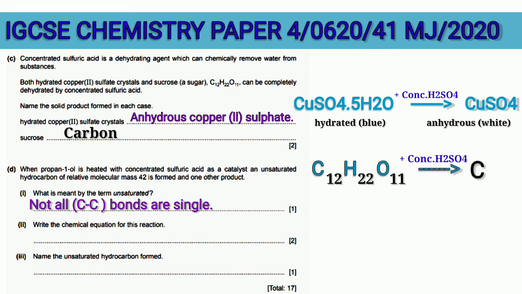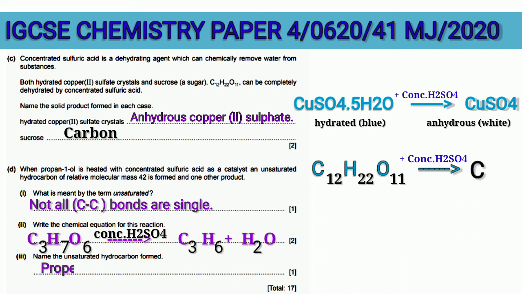Question D2. Write the chemical equation for this reaction. And the reaction is propan-1-ol, that is C3H7OH, in presence of concentrated sulfuric acid as a catalyst, forms C3H6 plus water. Next is question D3. Name the unsaturated hydrocarbon formed. And the answer is propene. Propene is the unsaturated hydrocarbon formed as it contains C double bond C in it.